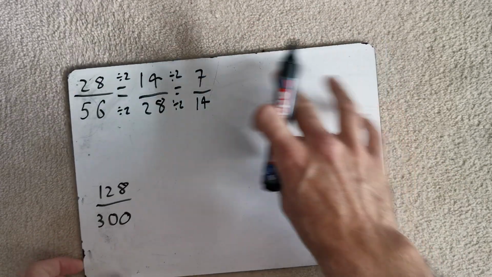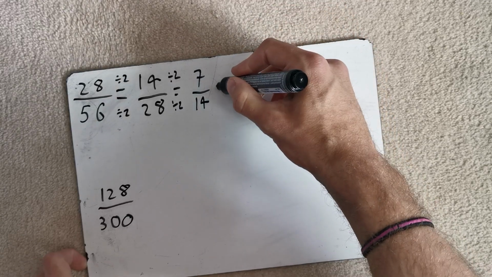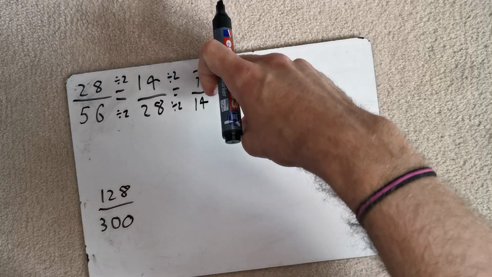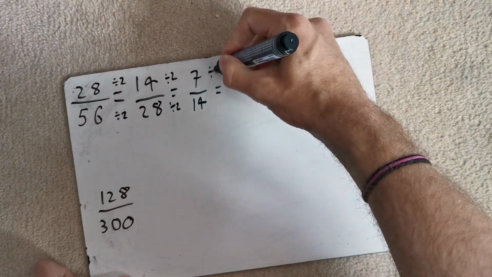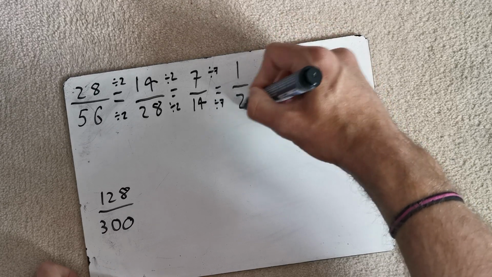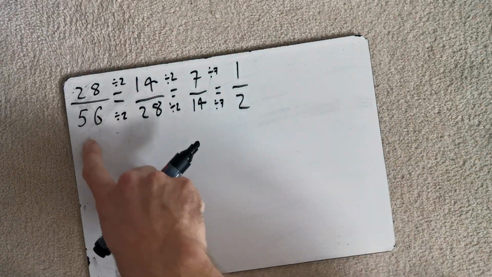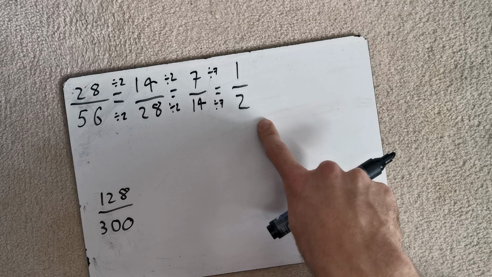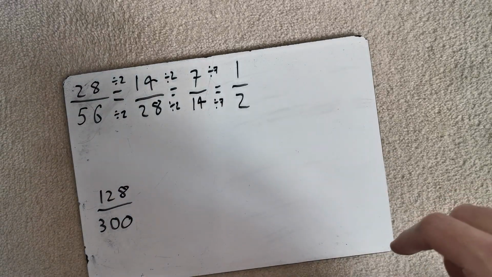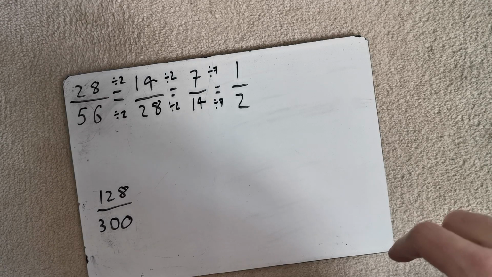Can we simplify that anymore? Are they both going to go in another times table? Yes, they are. You might notice they're both in the 7 times table. Divide by 7, we're going to get 1 over 2. You don't need to do it all in one stage. You can do it in little steps. That is perfectly acceptable. No one's going to say, "Oh, you're so dumb" for that.